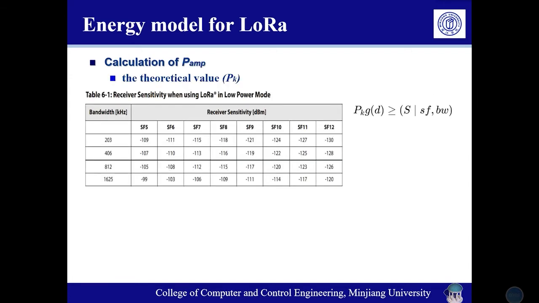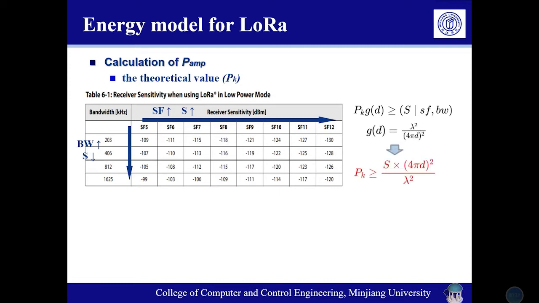The transmission power is related to the receiver sensitivity. For the same transmission power, the higher the receiver sensitivity, the farther the effective transmission distance. By consulting the data manual, we can clearly see that receiver sensitivity increases with the growth of spreading factor and decreases with the growth of bandwidth. Thus, when the transmission distance has been determined, we can find the minimal data transmission power. It is represented by Pk here.